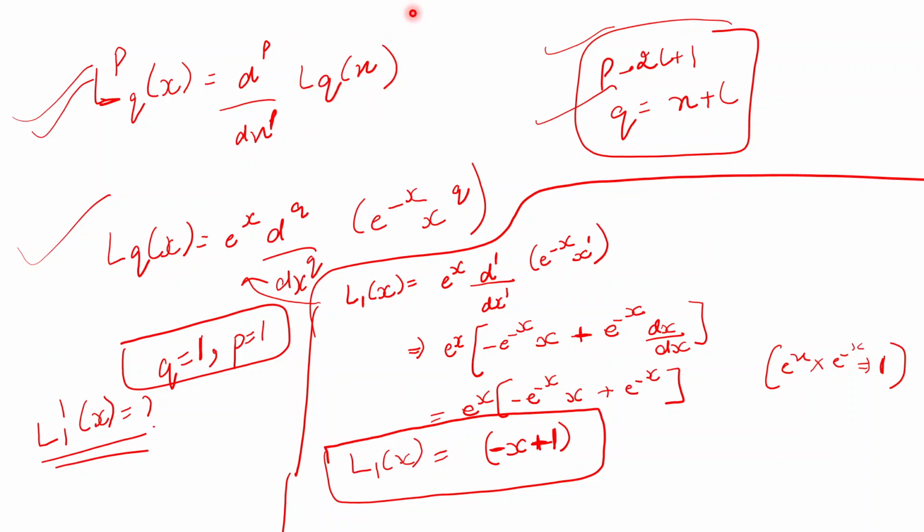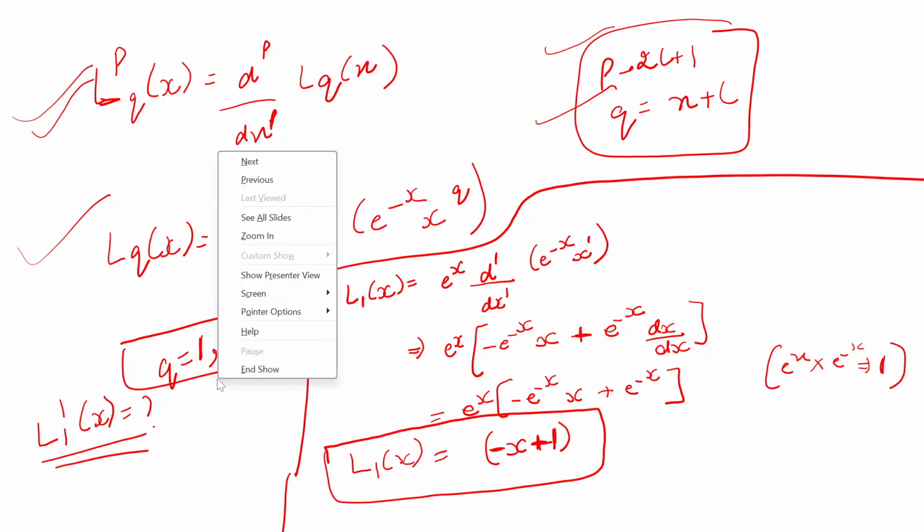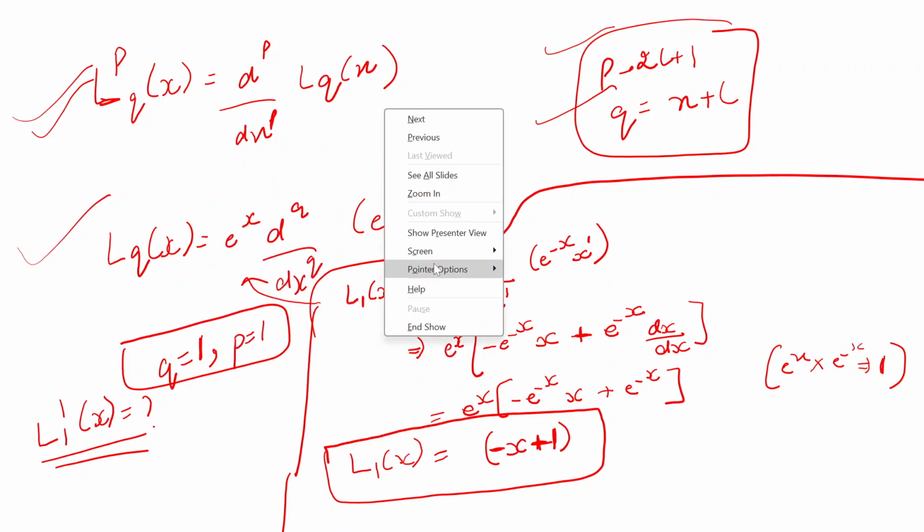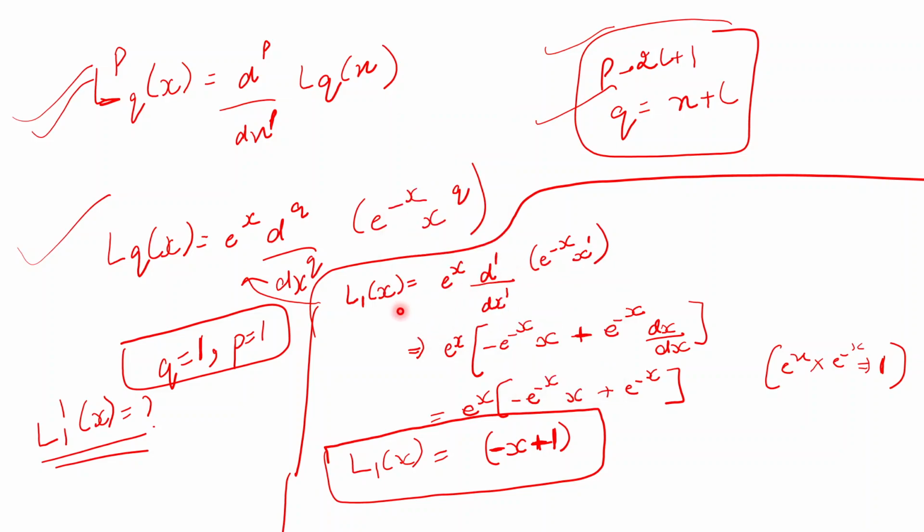So you need to know the value of LQX. Firstly, we will solve the value of LQX. LQX is e^x d/dx raised to power q multiplied by e^(-x) raised to power q. Simply, if p was 1 and q was 1 also, then we solve it for LQX. Instead of q we write 1.